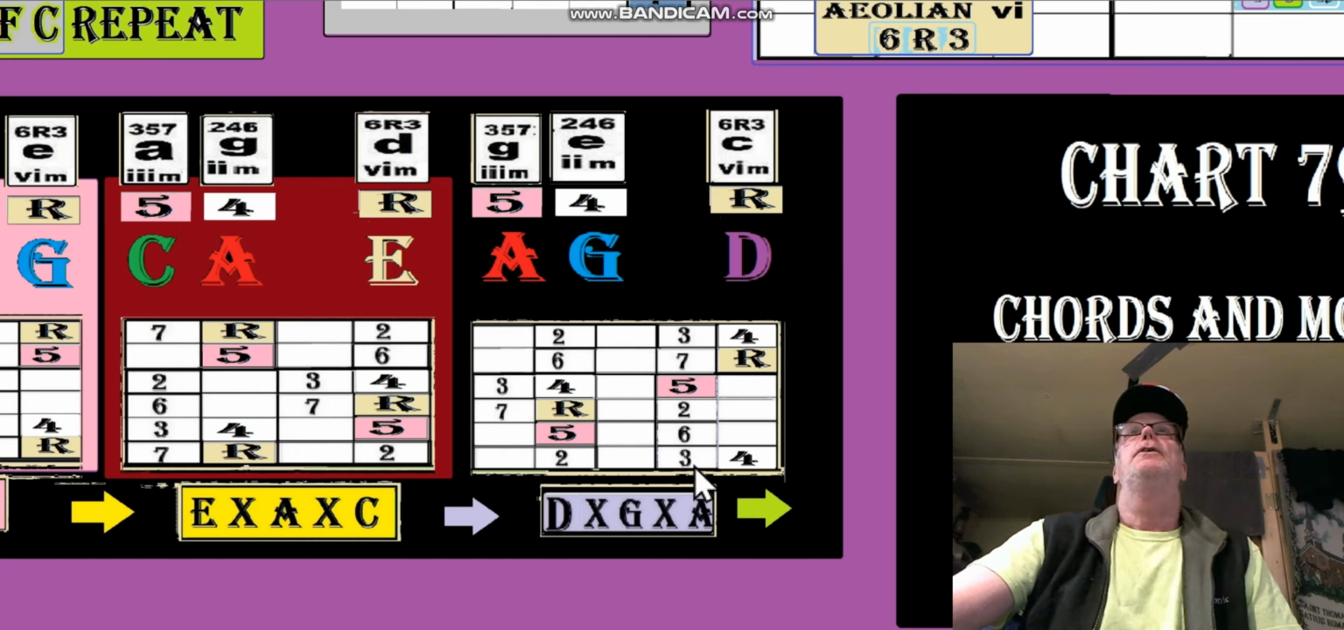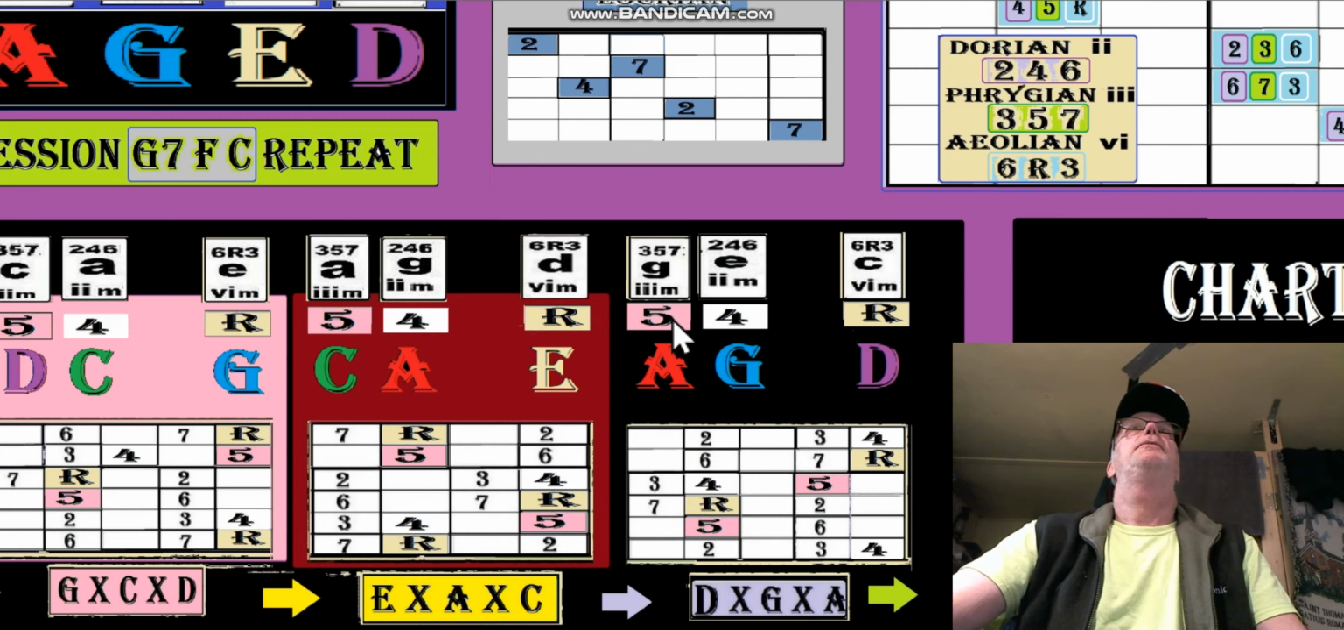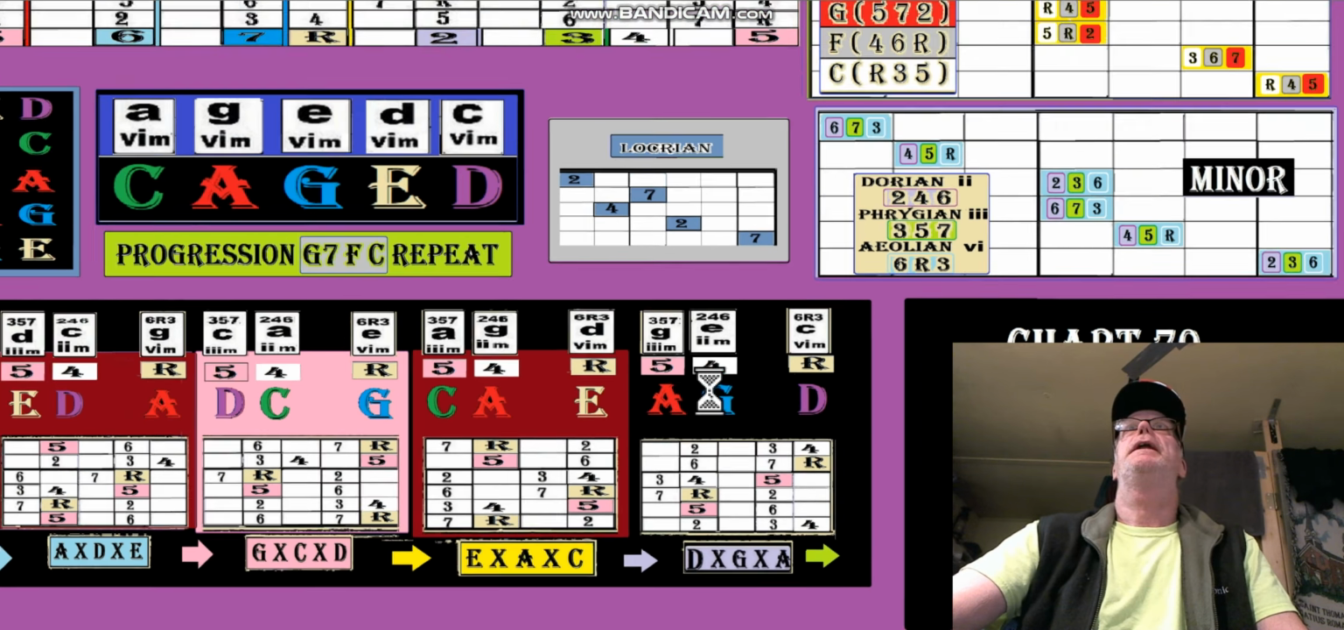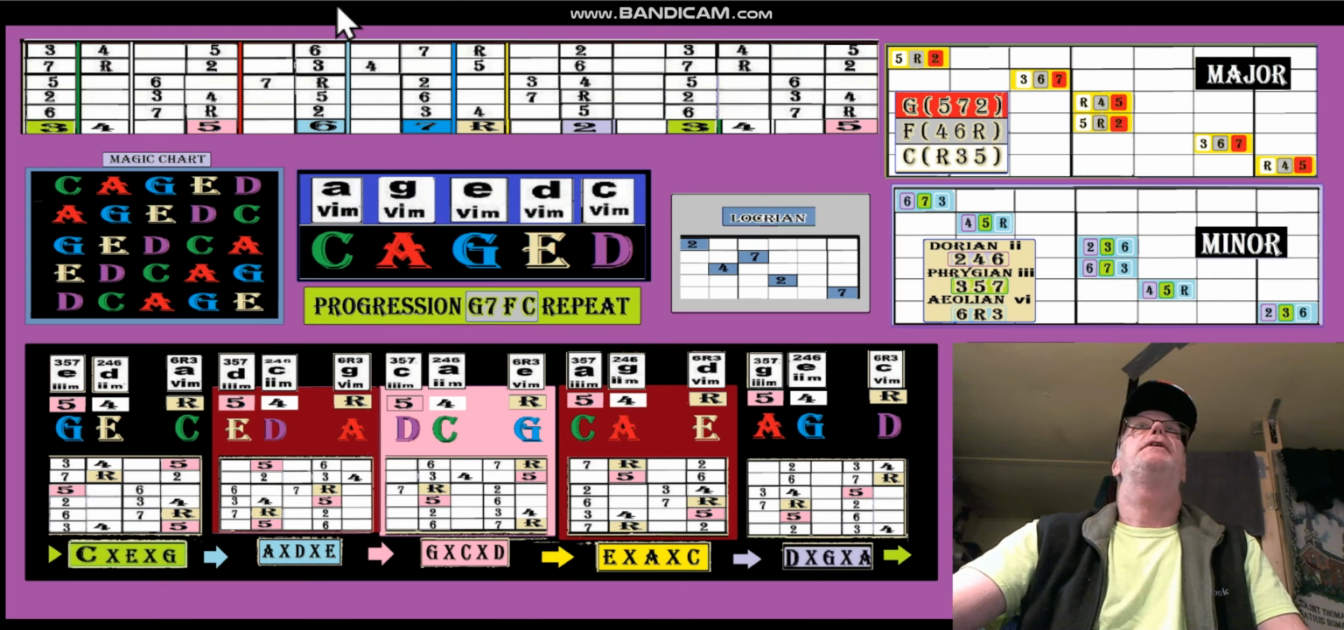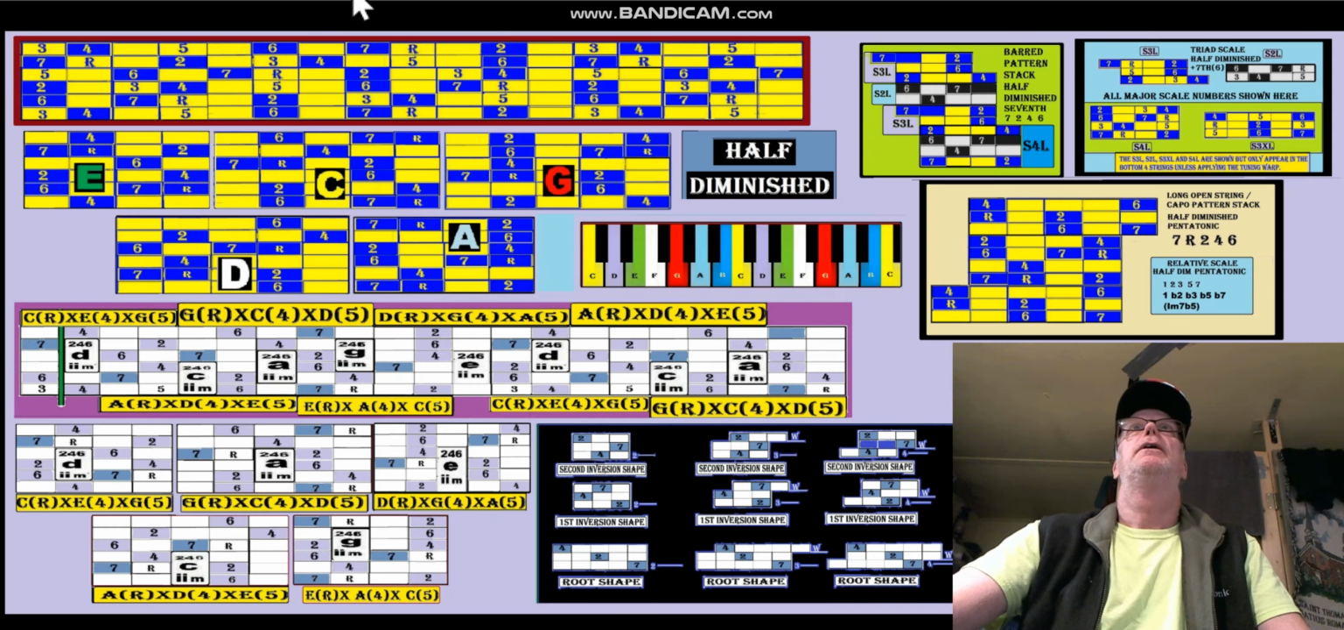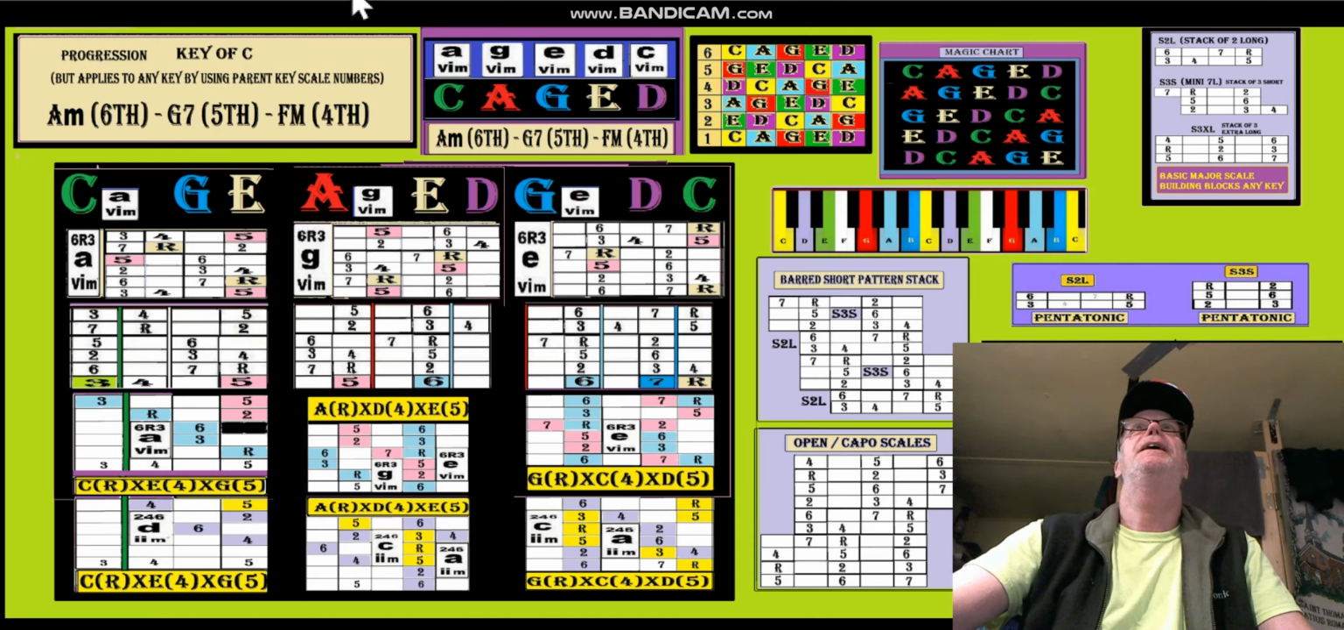So that would start here and you'd get your root shape down there. It moves up to G major for the fourth. Okay? I don't want to play this one right now. I want to move on to the next chart here. We're going to skip half diminished, and these are other charts.